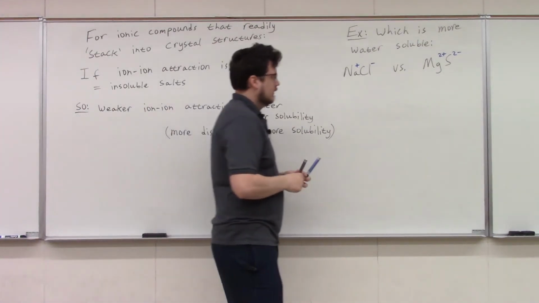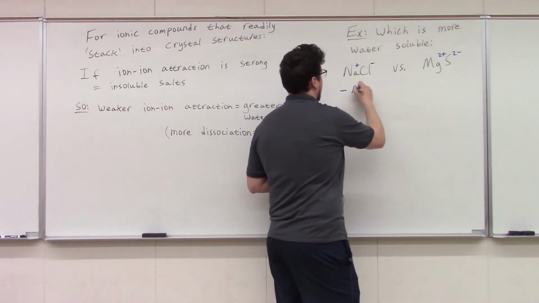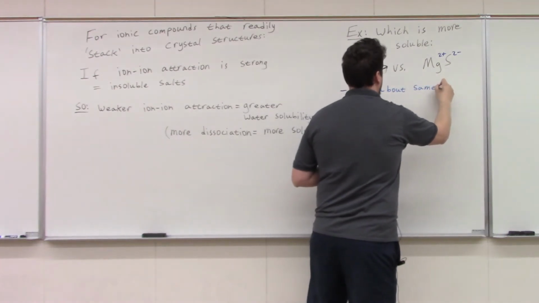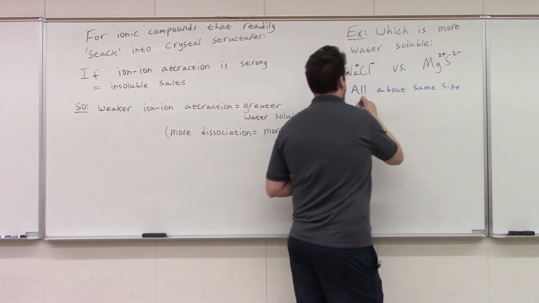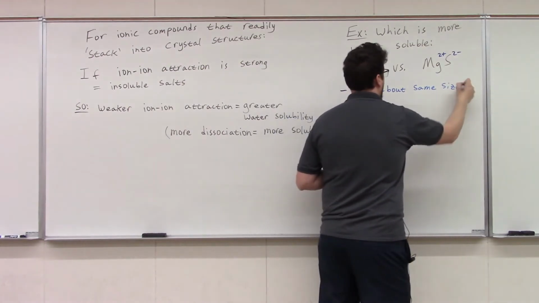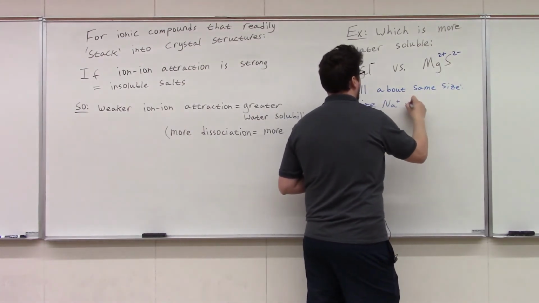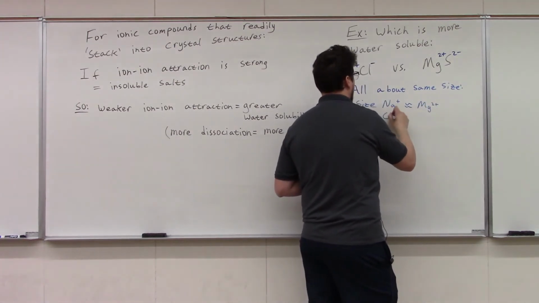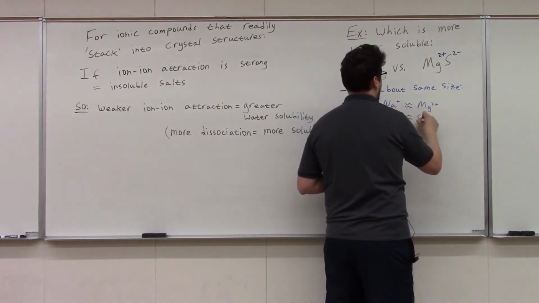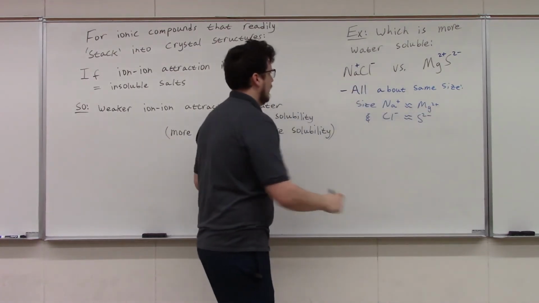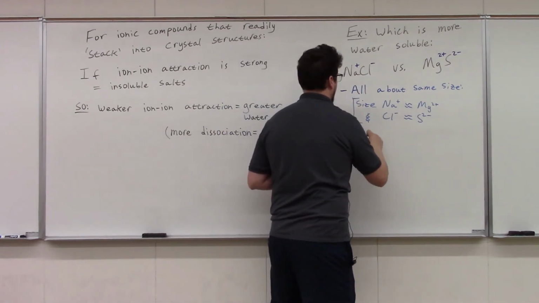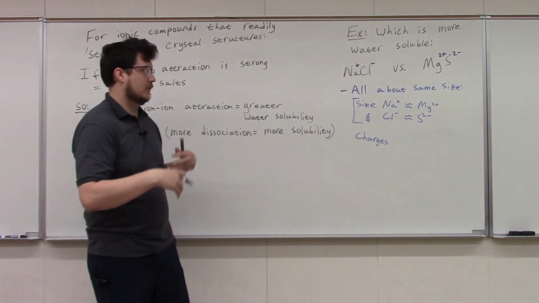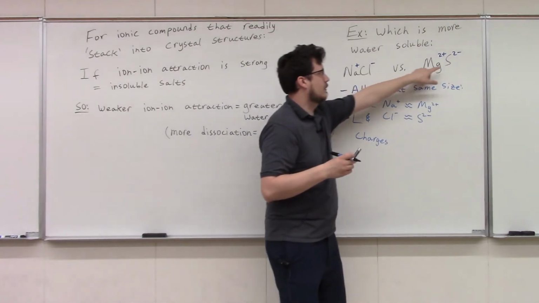And so these are all about the same size. The size of Na+ is pretty close to Mg2+. And Cl- is pretty close to S2-. And so if the difference isn't the size, it must be the charges. So the charges are very different. In fact, one of them is double the other. We got a +1 and a -1 and a +2 and a -2.